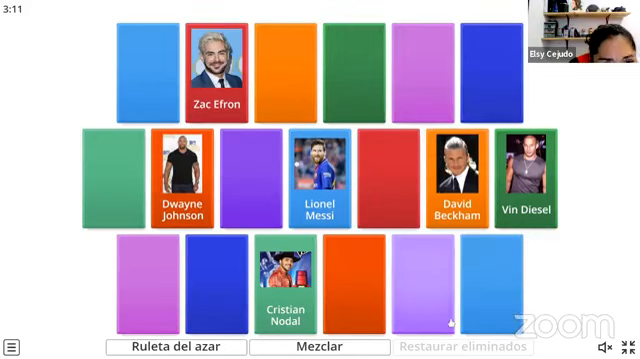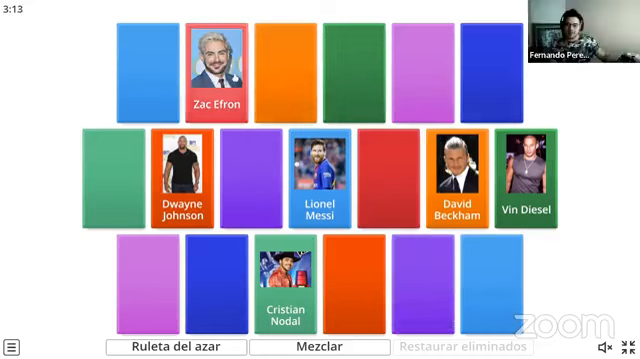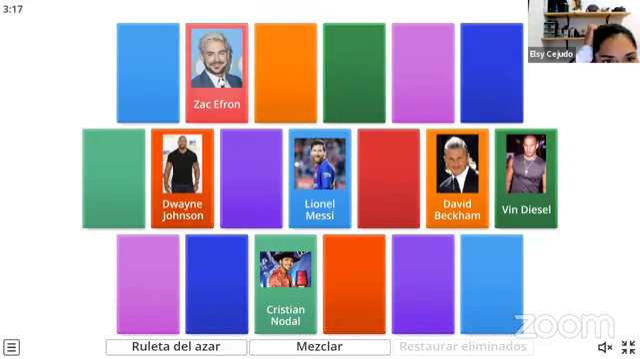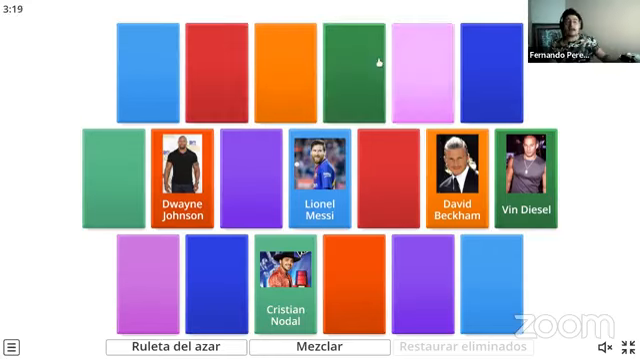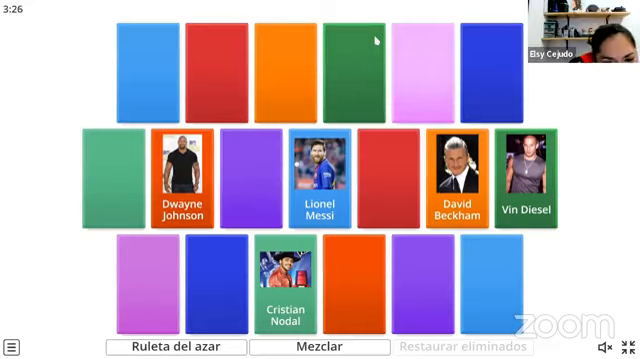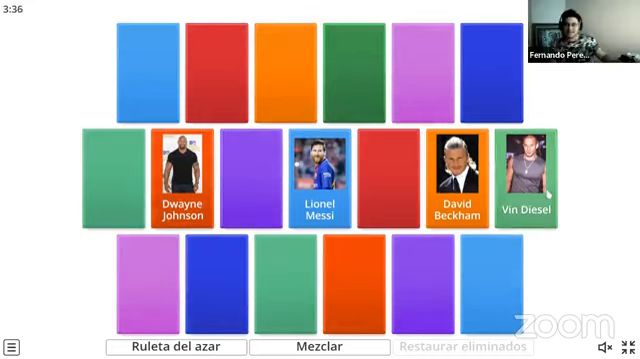And Zac Efron. Did we flip Zac Efron? Yes, he is a singer and an actor. Is Zac Efron a singer? Ah, yes, he's a singer. It's High School Musical. That is the music. Of course. And flip Christian Nodal. He's a Mexican singer. There we have it. Okay.